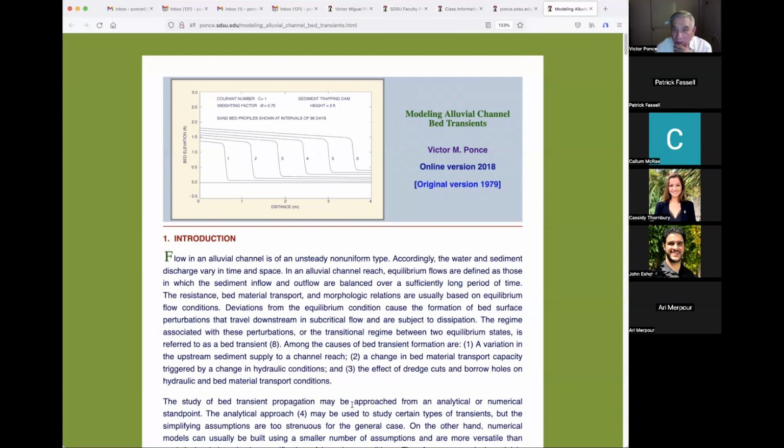So, how you model alluvial channel bed transients. We did that at the beginning of our career, 1977, 78. This paper was published in 1979. The date is correct. If you look at this chart in here, it says sandbed profiles at intervals of 96 days. So 96, 192, and so on and so forth.